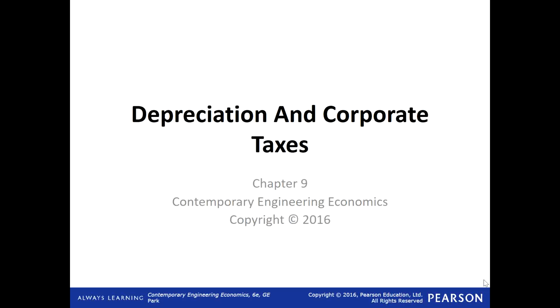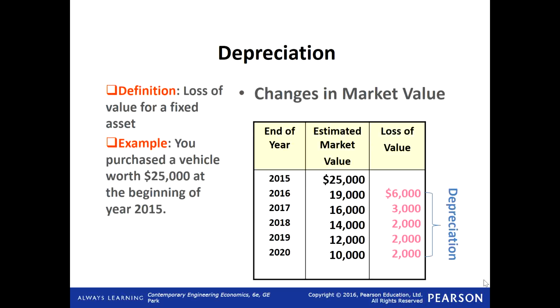That was just a formal introduction about what depreciation is. So now you know that depreciation is basically what we call loss of value for a fixed asset. This is an example of how we calculate it. This is an example of a car, which we are all familiar with. You purchased a car worth $25,000 at the beginning year. So this is the market value, but you can compare it.